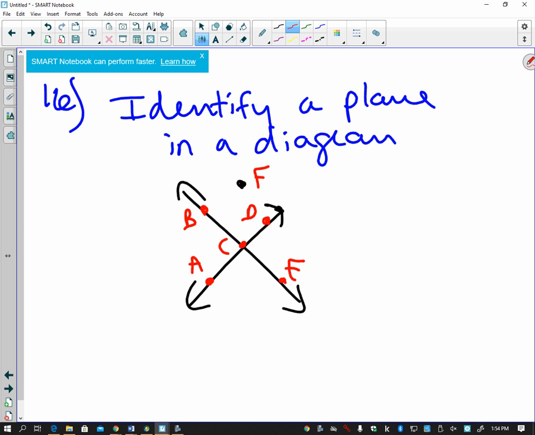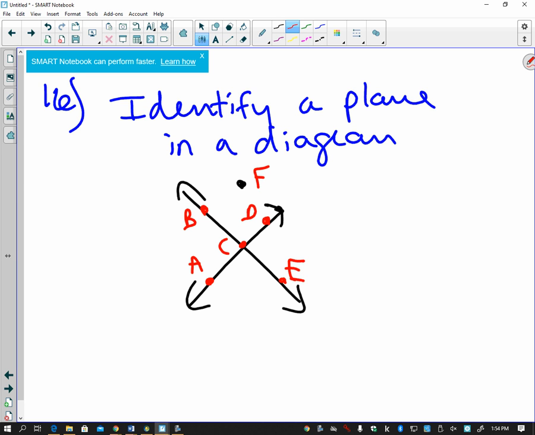Okay, is BCE 3 points that I can make a plane with? No. 3 non-collinear points. B, C, and E are in a line, which means B, C, and E cannot form a plane. BCA can form a plane. DCE can form a plane. DC or BC, DE. You can include pretty much any 2 points in F.